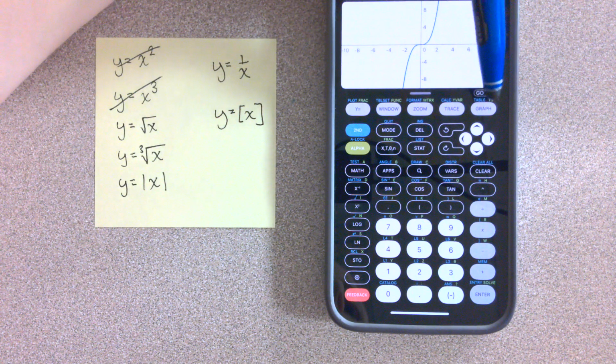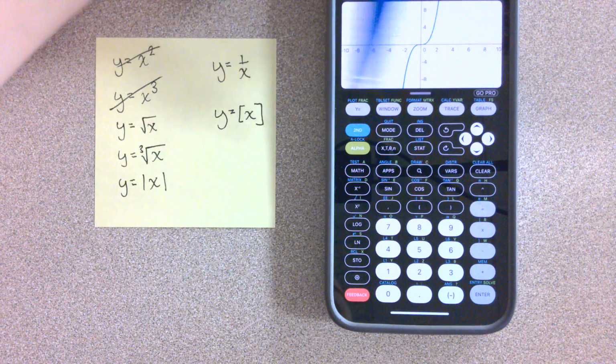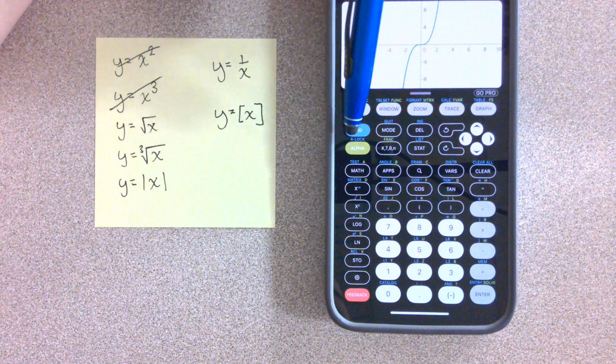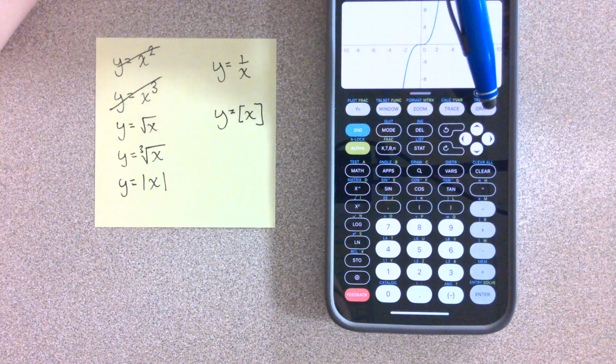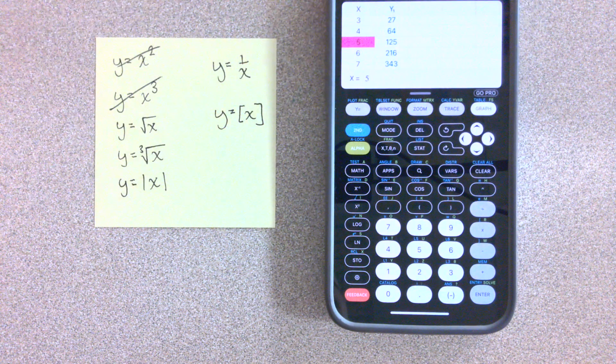Another feature I want to draw your attention to real quick. Above the graph button, there's a blue word that says table. If you want to access anything in blue on the calculator, you'll need to press the second button and then the button that it's under or above. So I'm going to press second and then graph.